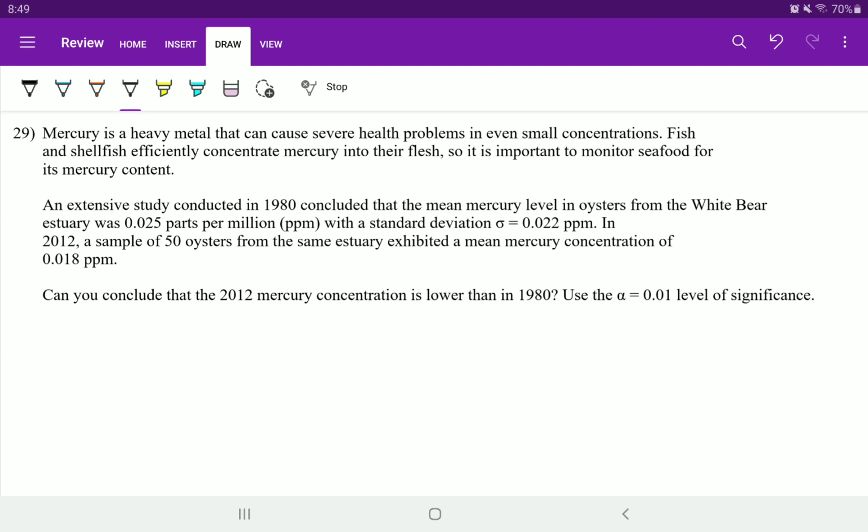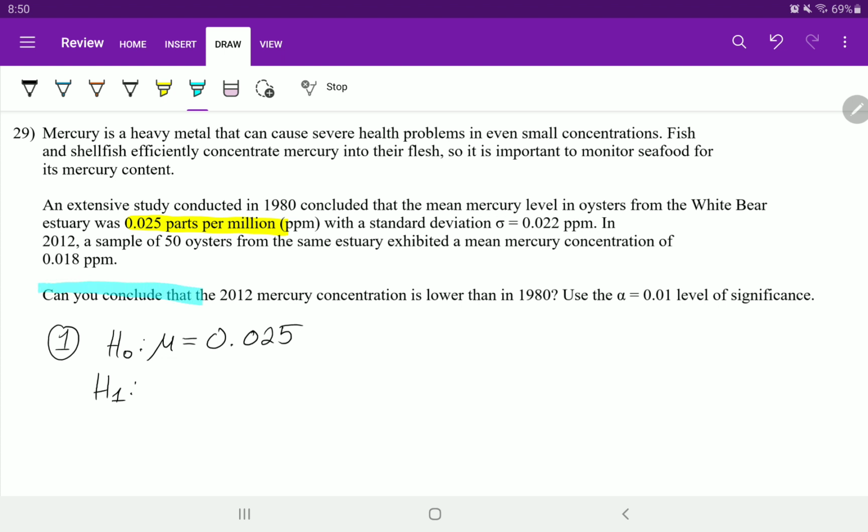When it comes to the p-value method, step number 1 is to write your hypotheses, your null and your alternative. In this case, the null says there is no difference between a specified value and your parameter. Read the question in this case. It says an extensive study in 1980 concluded the mean mercury level in oysters from the White Bear estuary was 0.05 parts per million. So because our null states there is no difference, mu is going to equal 0.025 parts per million. The alternative is what we're trying to look for.